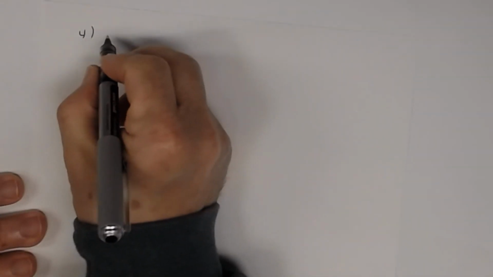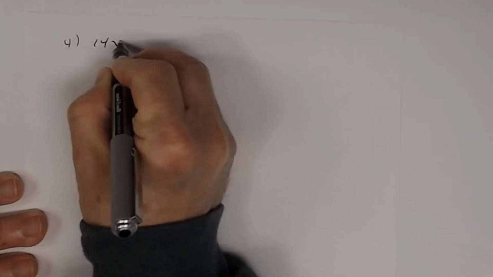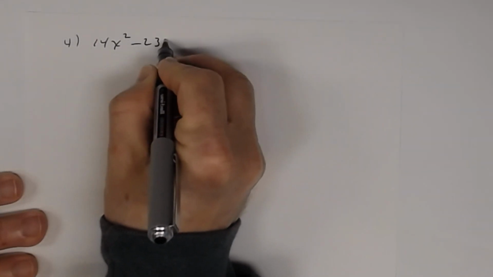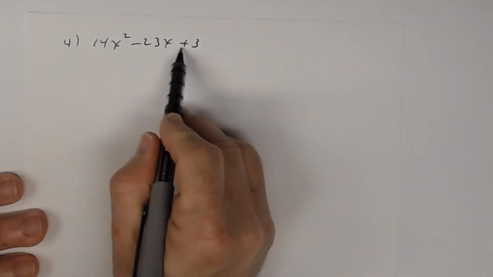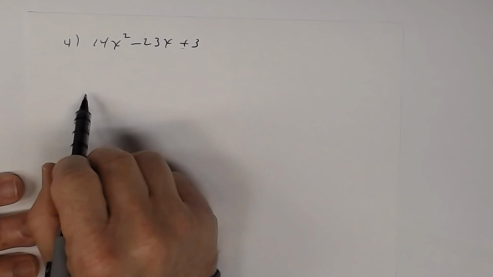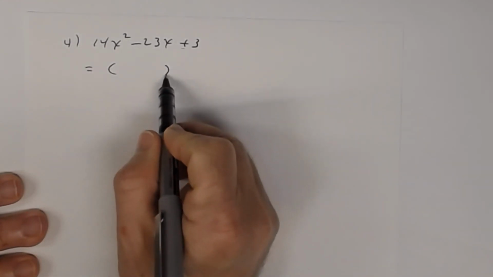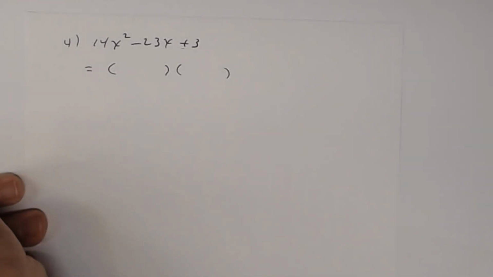Now let's look at number 4. So in number 4, we have this. Let me go ahead and move this around. Number 4. We have 14x squared minus 23x plus 3. So the GCF is 1. The greatest common factor is 1. So I'm going to go ahead and factor this as 2 binomials.